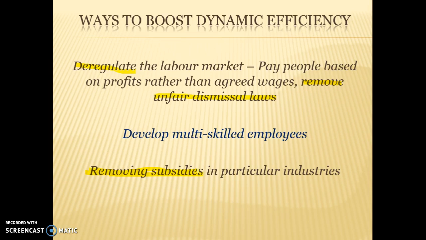So again, the government used to give very high subsidies to our car manufacturers, to our textile industries to protect them. But we're better off shifting our resources to other areas because we're not competitive in these industries. It's not allocatively efficient for us to be providing these goods and services. So we're better off removing the subsidy, and therefore we will shift resources to areas where we are more efficient.